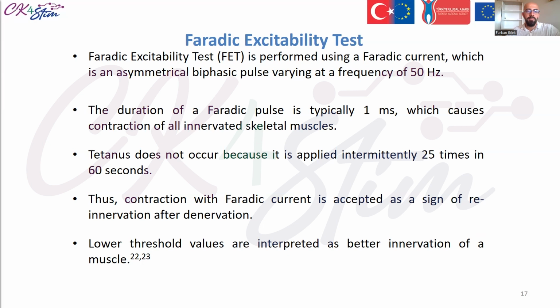The Faraday excitability test is performed using the Faraday current, which is an asymmetrical biphasic pulse varying at a frequency of 50 Hz. The duration of the Faraday pulse is typically 1 millisecond, which causes contraction of all innervated skeletal muscles. Tetanus doesn't occur because it is applied intermittently, 25 times in 60 seconds. This contraction with Faraday current is accepted as a sign of reinnervation after denervation. Lower threshold values are interpreted as better innervation of muscles.